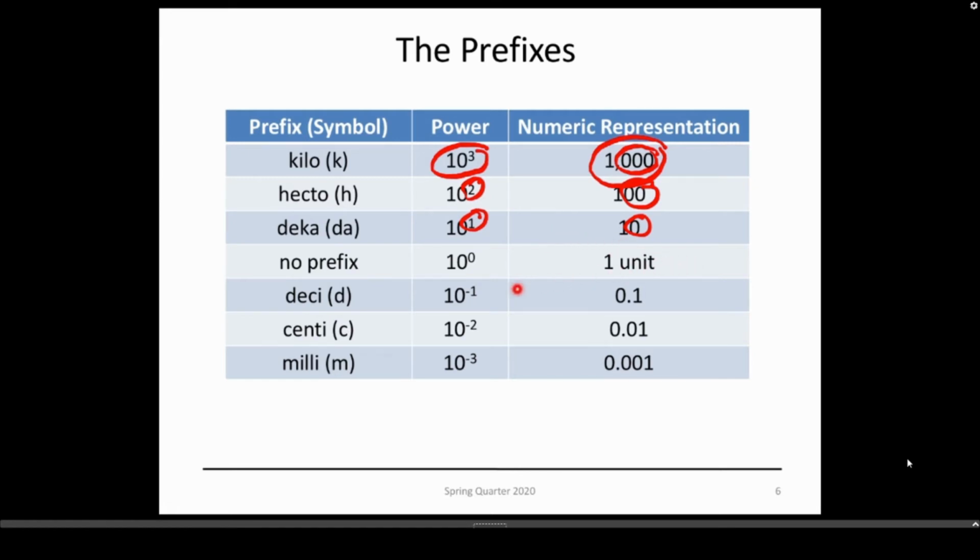Then when you go to negative powers, 10 to the minus 1, it's telling you how many decimal places you have. So minus 1, you have 1 decimal place. Minus 2, 2 decimal places. Minus 3, 3 decimal places, and so forth and so on.